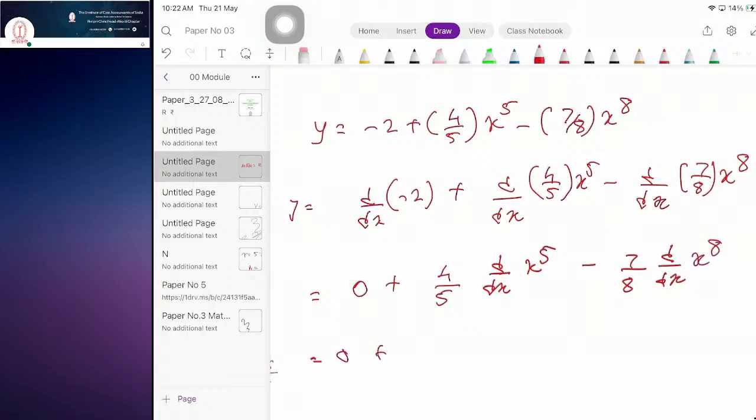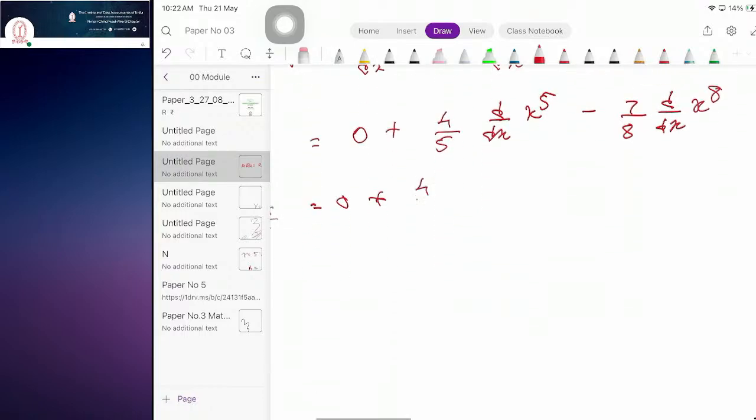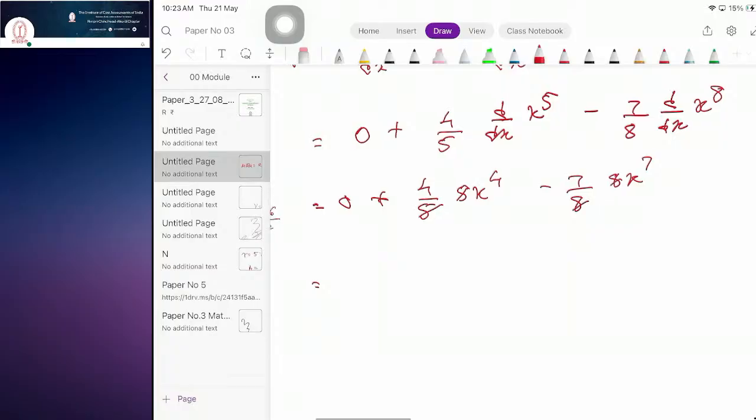So 0 plus 4/5, the derivative of x^5 is 5x^4, because the derivative of x^n is n x^(n-1). So 4/5 times 5x^4 minus 7/8 times the derivative of x^8, which is 8x^7. So this 5 gets cancelled, this 8 gets cancelled, and your answer will be 4x^4 minus 7x^7. This will be your answer for the first derivative of the given function.